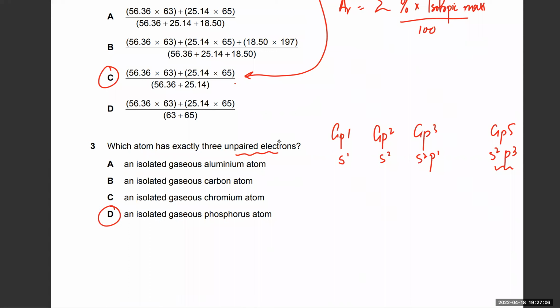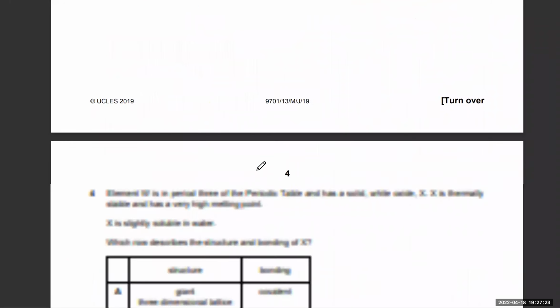You can have a look at the electronic configuration, 15 electrons. So it's 1s2, 2s2, 2p6, 3s2 and 3p3. So the outermost is what comes out, okay? It's S2 and P3, okay? So remember the shortcuts. Don't waste time writing the whole electronic configuration.